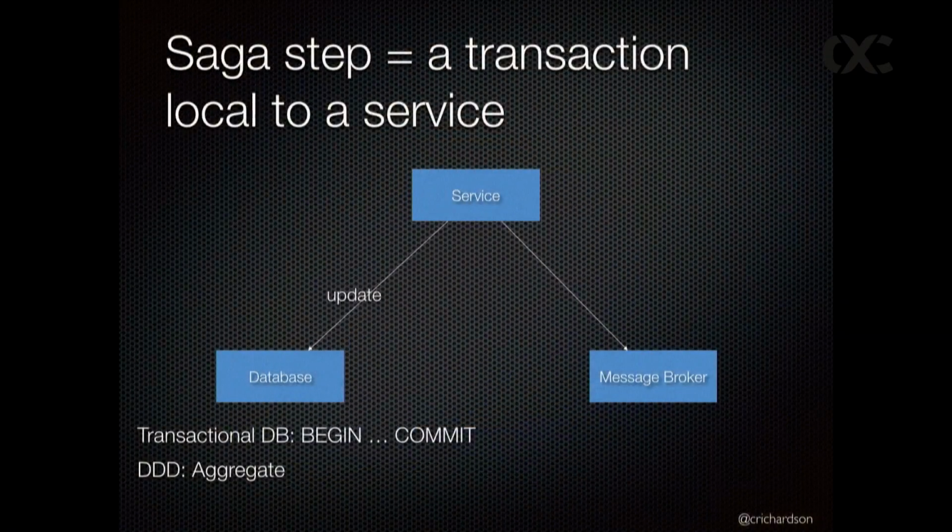And in terms of what gets updated, the actual scope of an update within a service varies. If, for instance, you're on top of a relational database, you can begin a transaction, update arbitrary rows in that database, and commit the transaction, all within the scope of that one service.